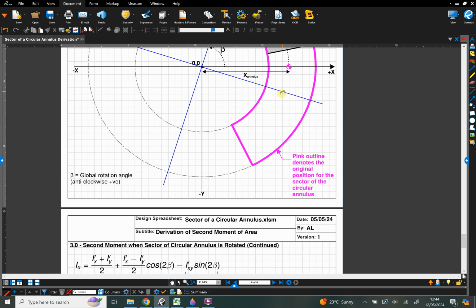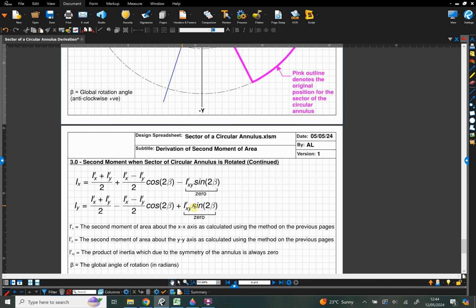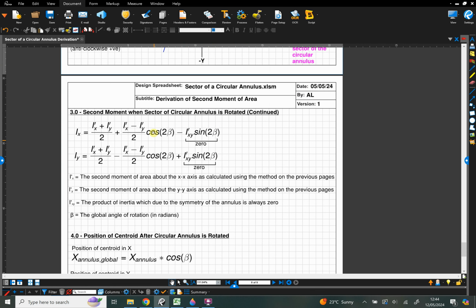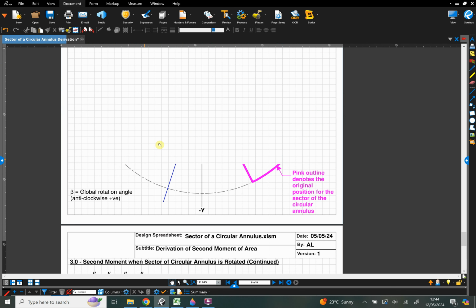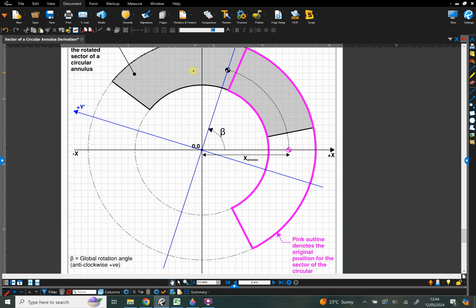So because that's always 0, this bit of the formula drops out at the end, and we're just left with the bit at the beginning, which is we've got all these input variables, we've all worked them out previously. So we can just plug our numbers into this, and it will give us the Ix and the Iy for this rotated system, for this grey system here.